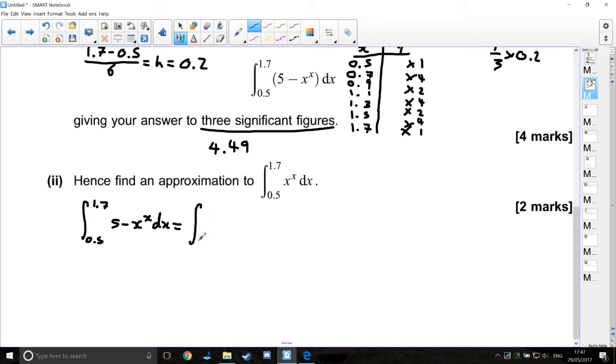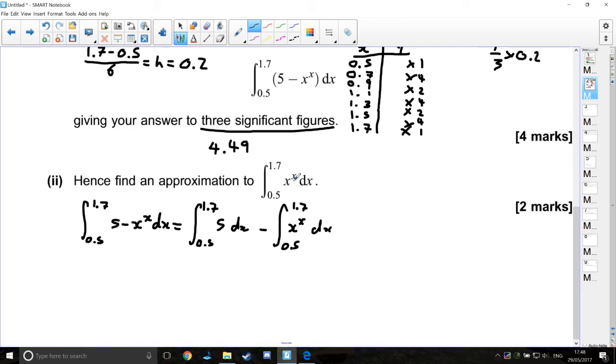integrating these all separately. So that's the integral between 0.5 and 1.7 of 5 with respect to x, minus the integral of x to the x, same limits, 1.7 and 0.5 there. And this is what we're trying to find from above.